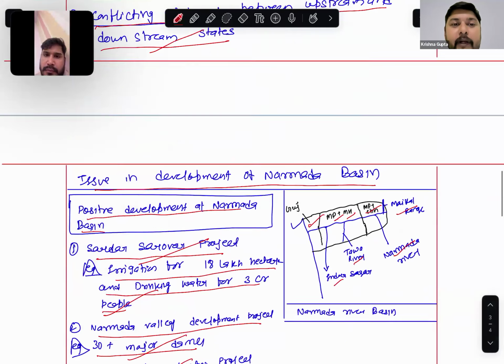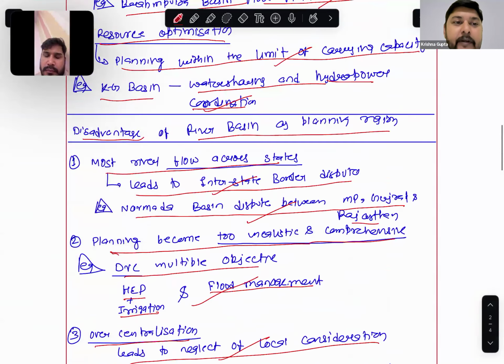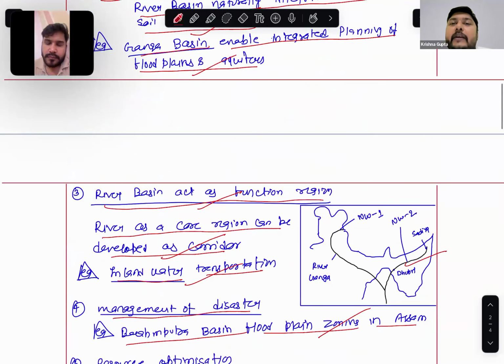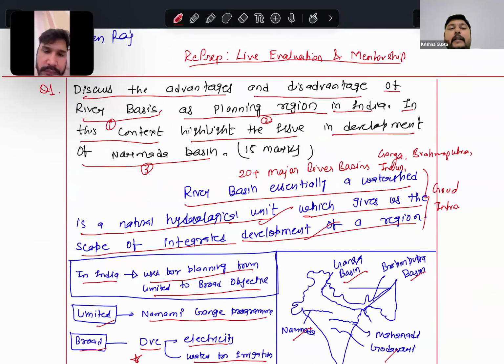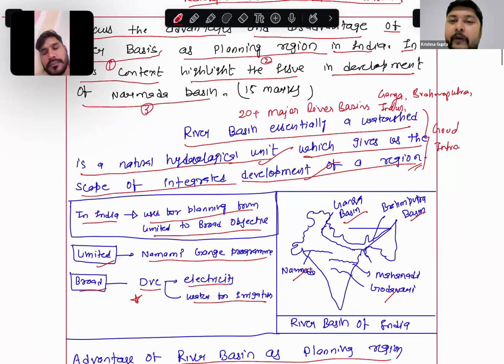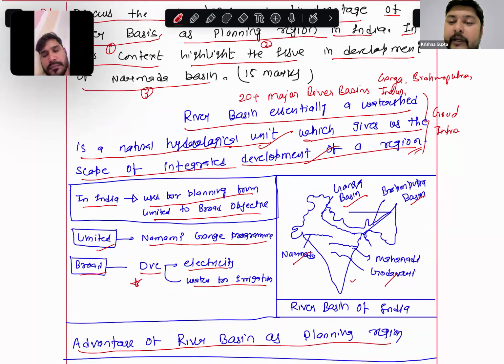Okay, so let's look at a certain aspect here. Discuss the advantages and disadvantages of river basin as planning region in India. In this context, highlight the issue in development of the Narmada Basin. So the introduction is done quite well here. The names of the major rivers are also provided. We can just add certain numbers here.